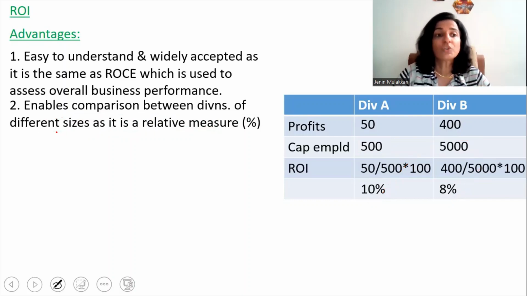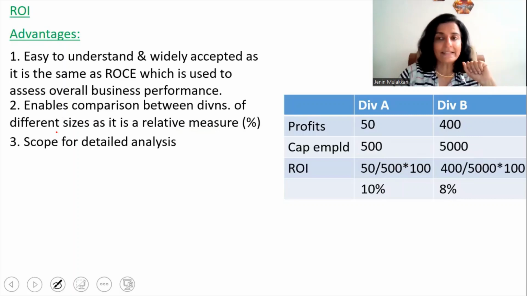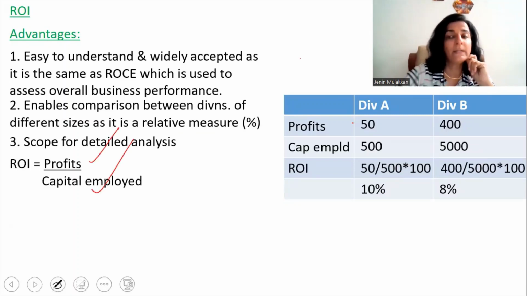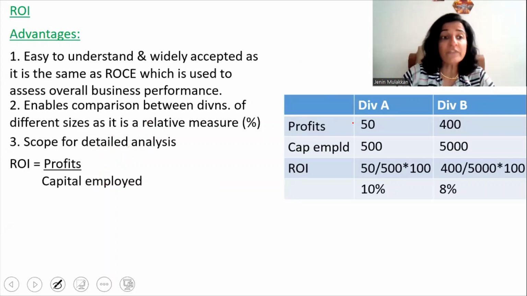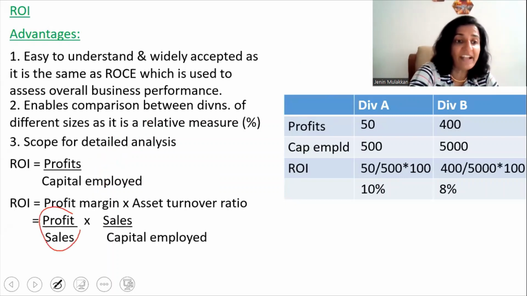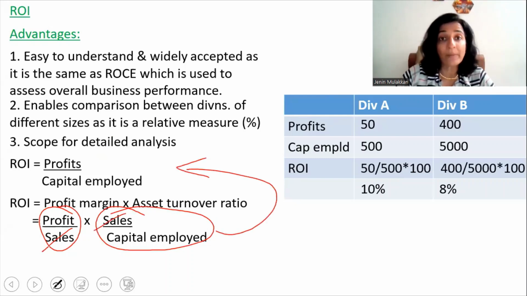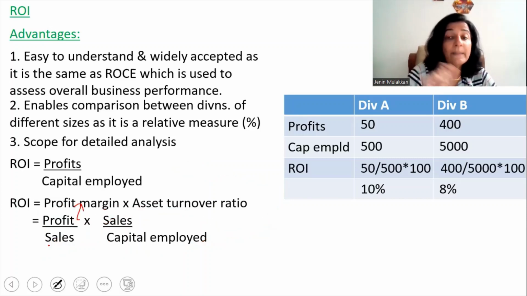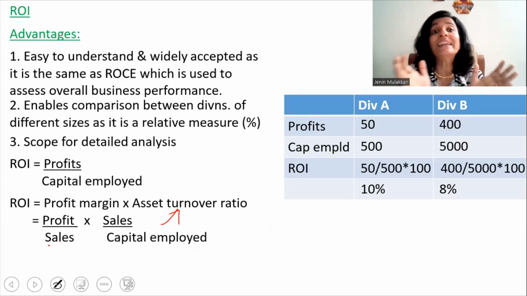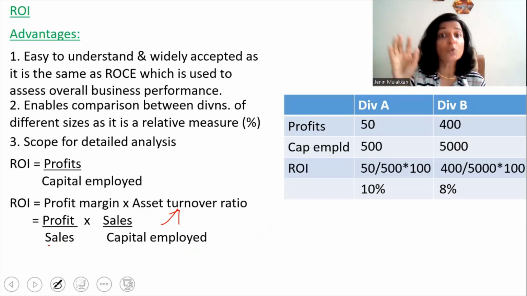Now moving to advantage 3. There is scope for detailed analysis. Return on investment is profits divided by capital employed of a particular division. Return on investment can also be written as profit divided by sales multiplied by sales divided by capital employed, because sales and sales get cancelled and you ultimately get profits divided by capital employed. Profits divided by sales is nothing but the profit margin. That is the profit that we were able to generate on each rupee of sales. And asset turnover ratio is nothing but the sales generated for every rupee of capital employed. So actually we can have a detailed analysis whether the margins of the product is good and whether the capital has been fully utilized to increase the sales.